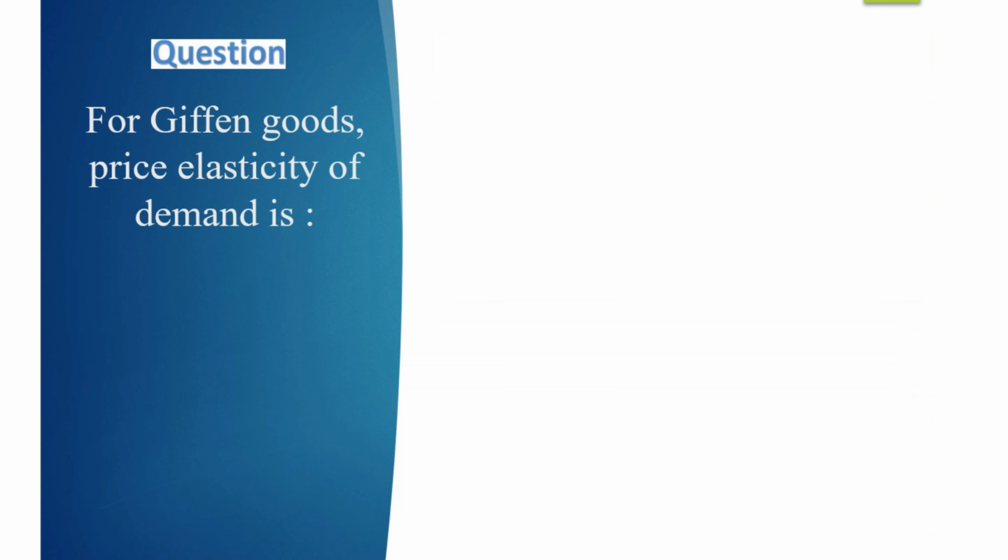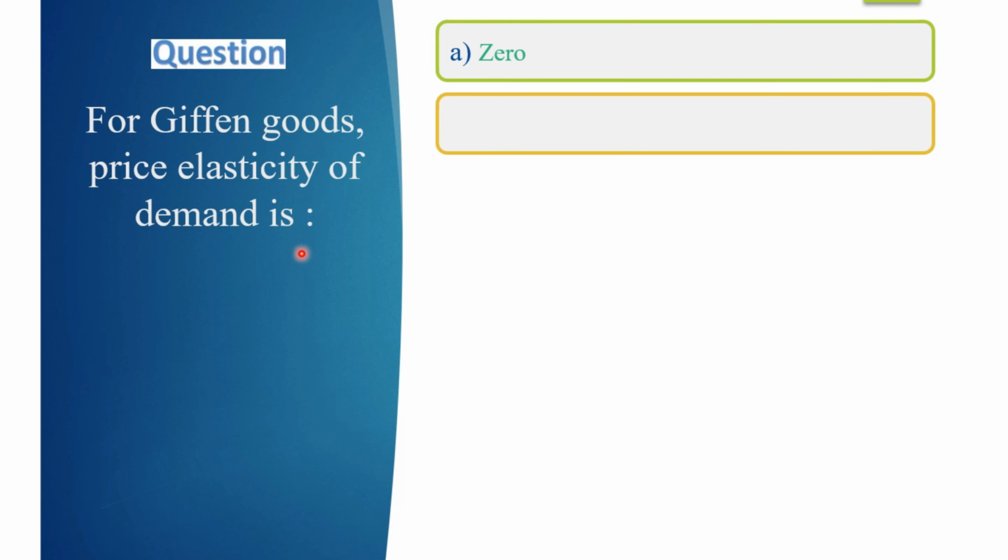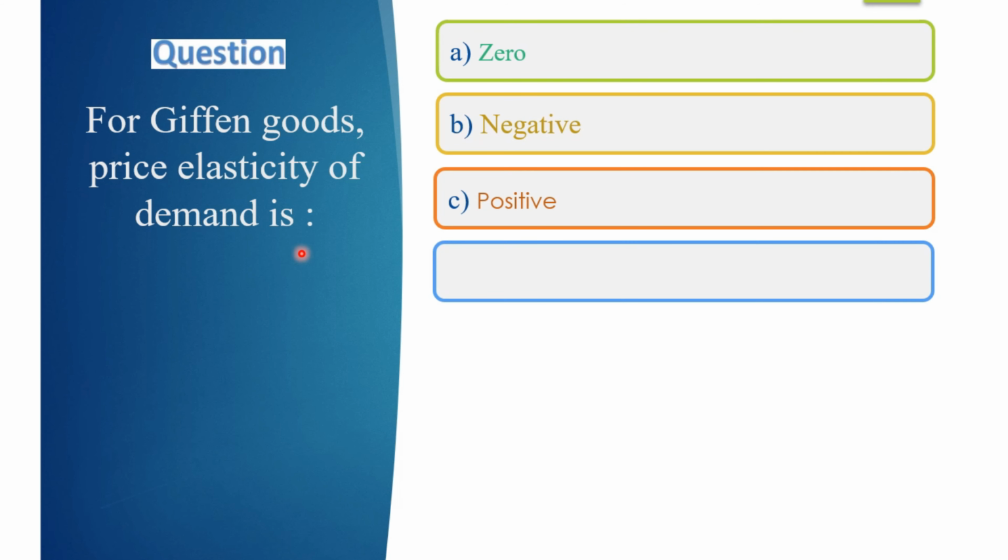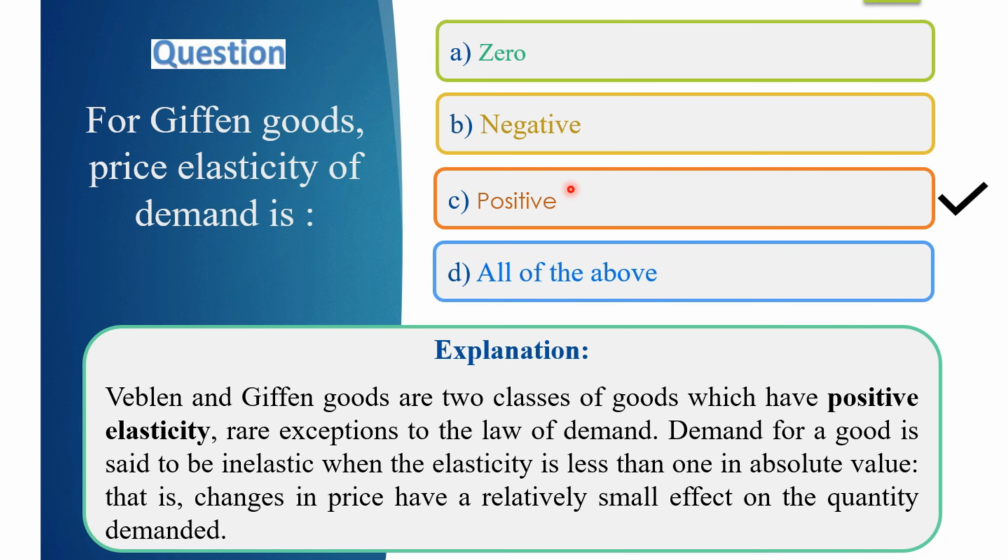Our next question is for given goods price elasticity of demand is what? Option number 1 0, option number 2 negative, option number 3 positive, or option number D all of the above. And the correct answer for this question is option number C positive. क्योंकि जो गिफन गुड्स होते हैं उनकी प्राइस इलास्टिसिटी ऑफ डिमांड बहुत ही पॉजिटिव होती है. Veblen और Giffen goods are the two classes of goods which has positive elasticity. Rare exceptions to the law of demand.